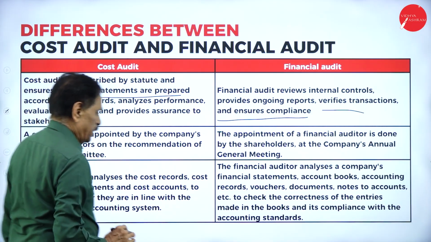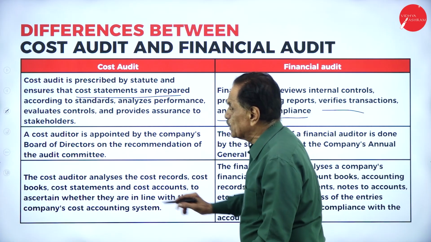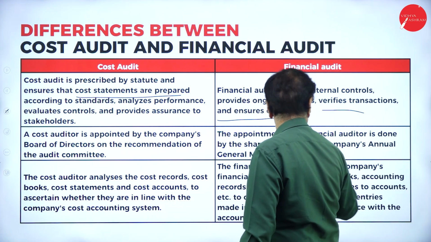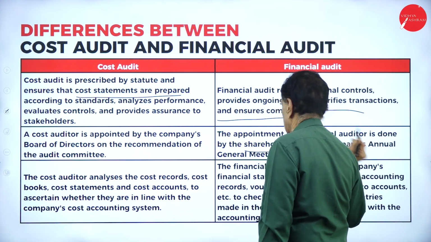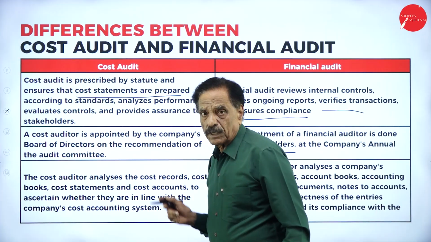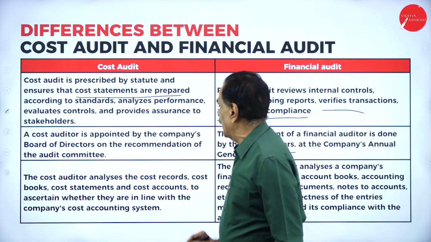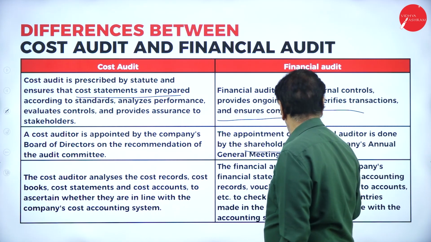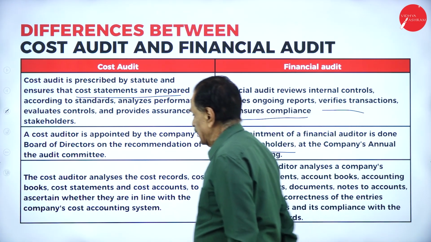A cost auditor is appointed by the company's board of directors, whereas a financial auditor is appointed by the shareholders of the company at the annual general body meeting. So the cost auditor is appointed by the company's board of directors. The financial auditor is appointed by the shareholders in the company's annual general meeting.